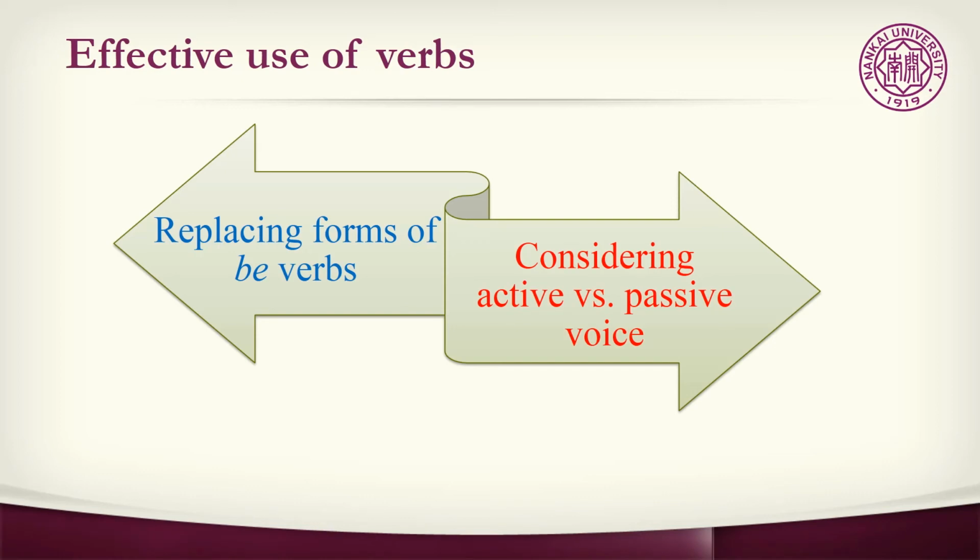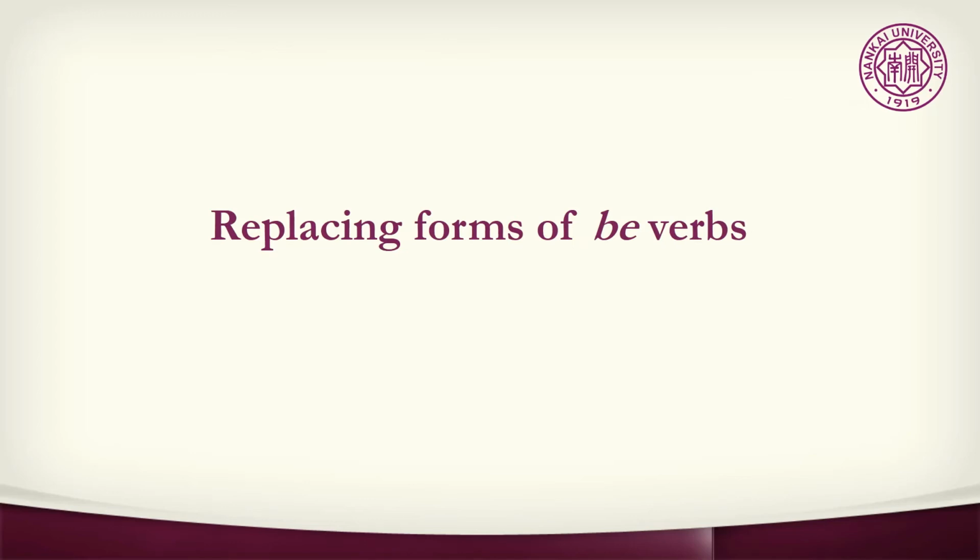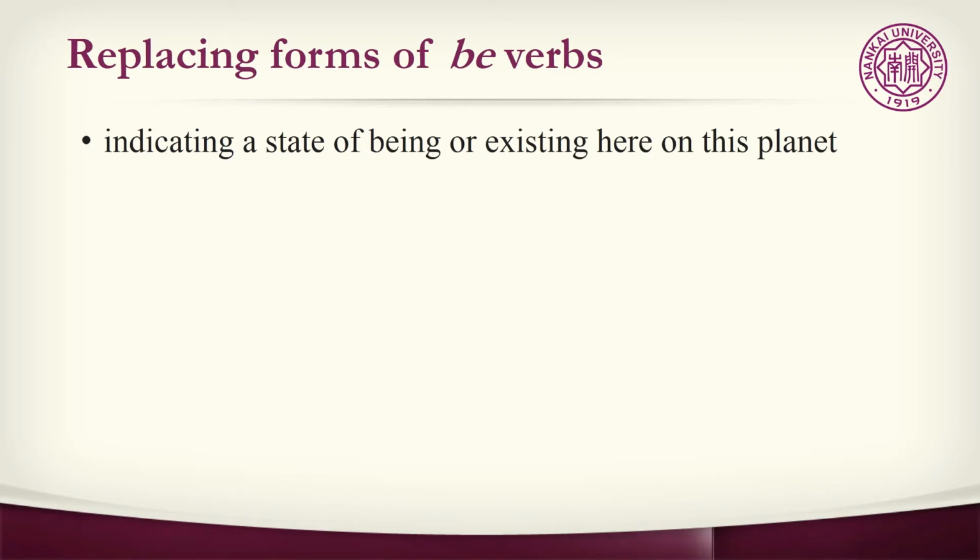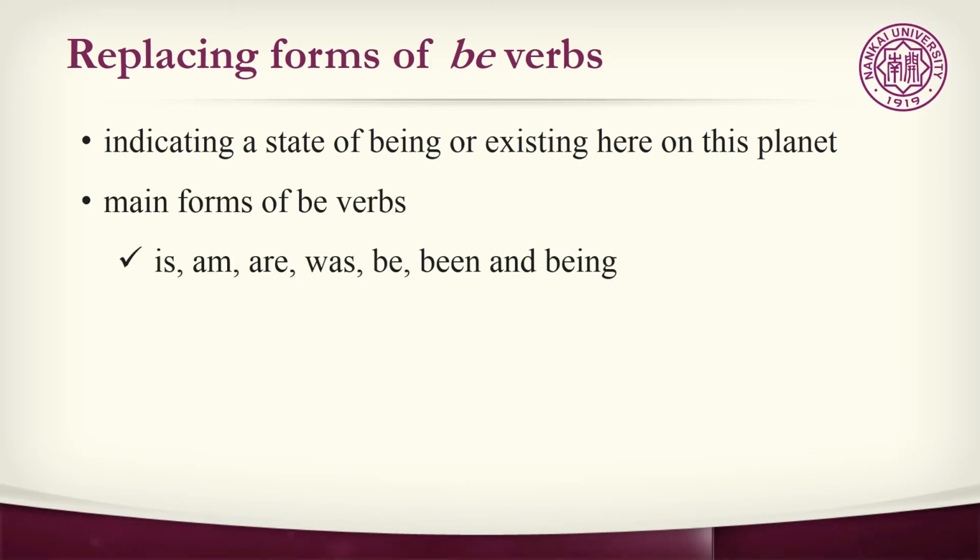Here comes the question: how to use verbs effectively? Well, we can learn two simple strategies in our writings. That is, replacing forms of be verbs and carefully choosing between active and passive voice. We need to know what be verbs are before replacing them. Be verbs indicate a state of being or existing here on this planet. The main forms of be verbs are is, are, was, be, been, and being.